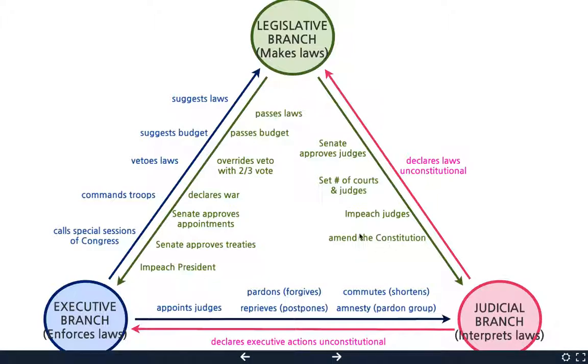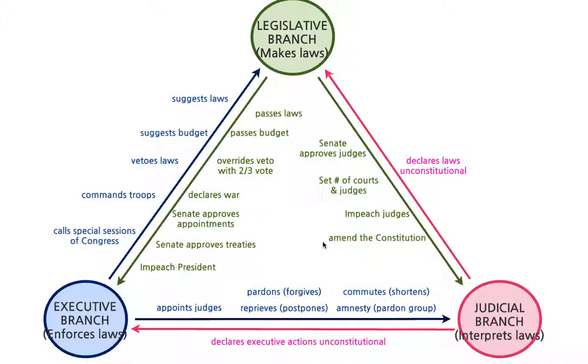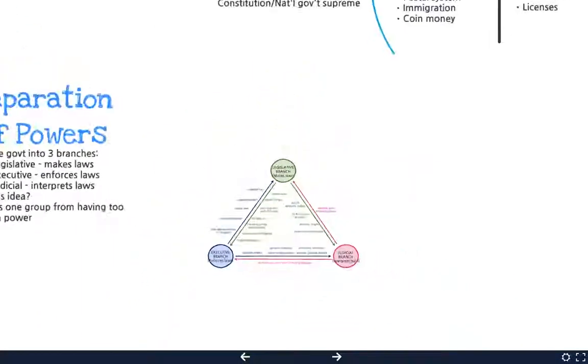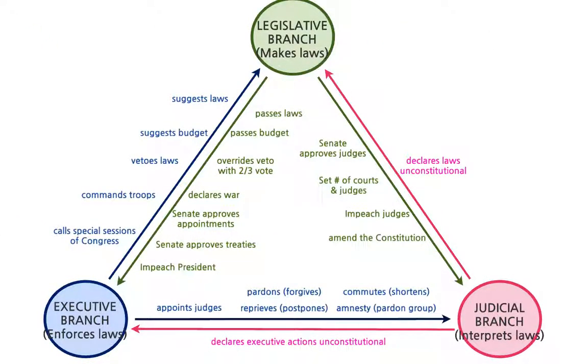And so I know that sounds like a lot, but hopefully you can rewind and make sure you get all that down. Because to amend the Constitution after the judicial branch has said, you can't do that, it's not in the Constitution, and the legislative says, actually, we're going to put it in there, then you really can't do anything else. Making it so that the legislative branch is the most powerful branch of all 3 branches.